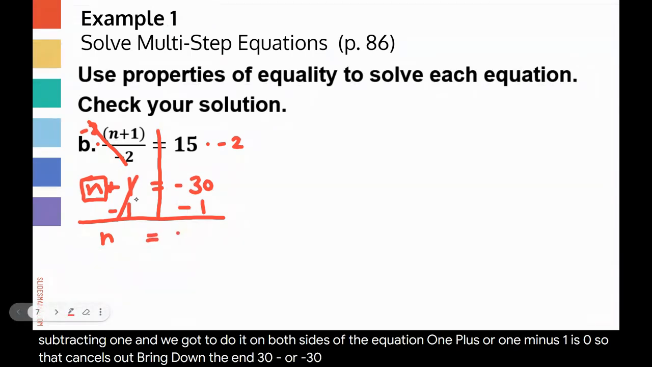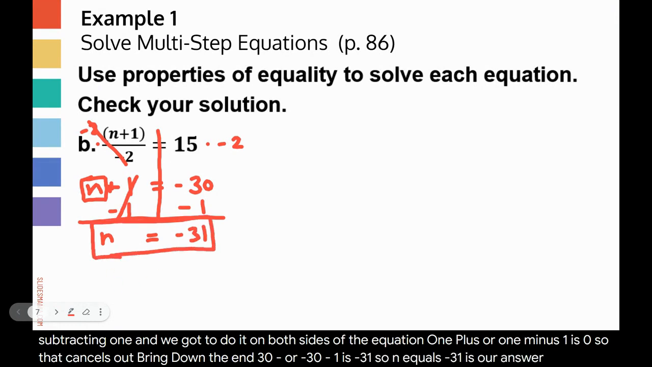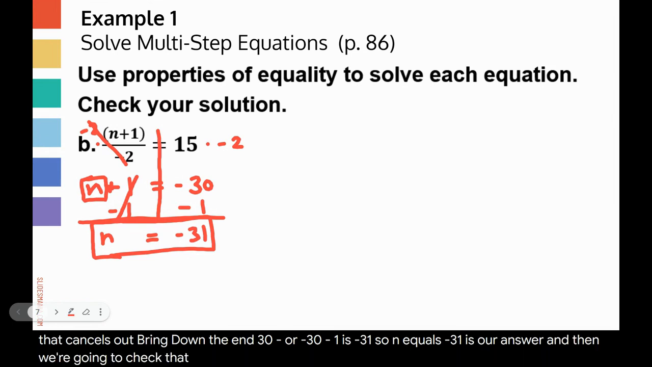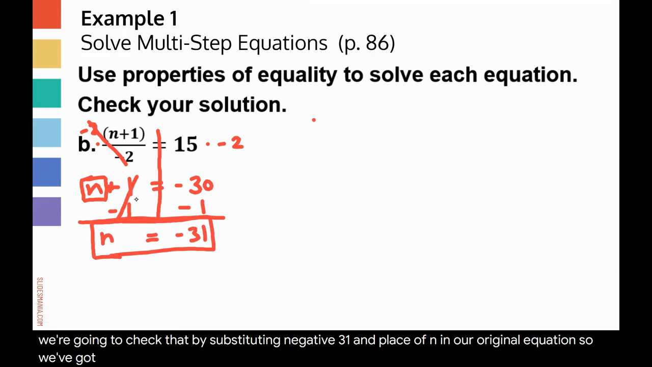Negative 30 minus 1 is negative 31. So n equals negative 31 is our answer. Okay, and then we're going to check that by substituting negative 31 in place of n in our original equation. So we've got negative 31 plus 1 over negative 2 equals 15.